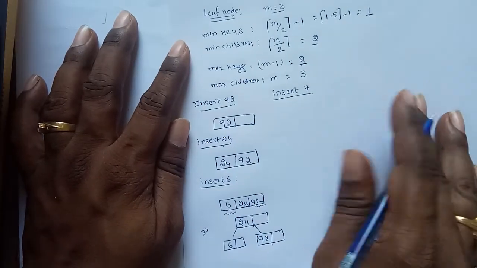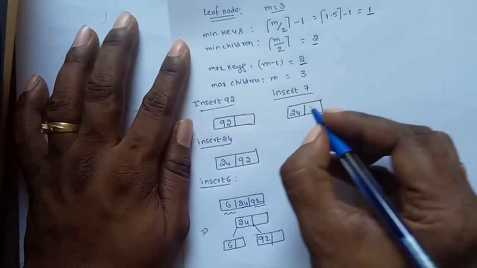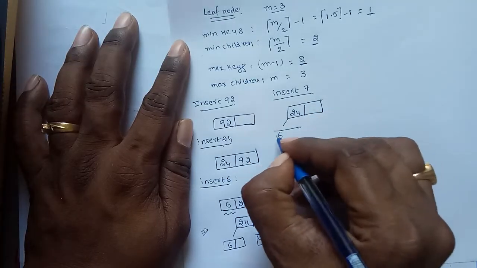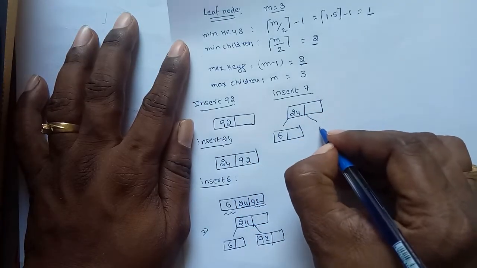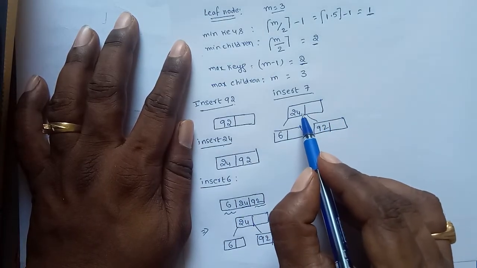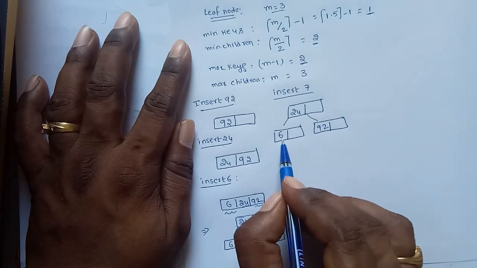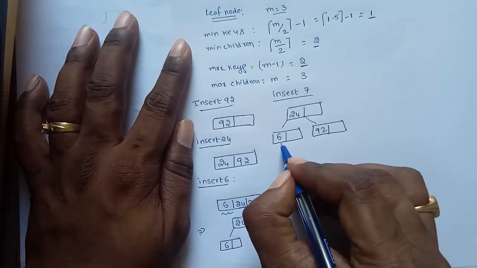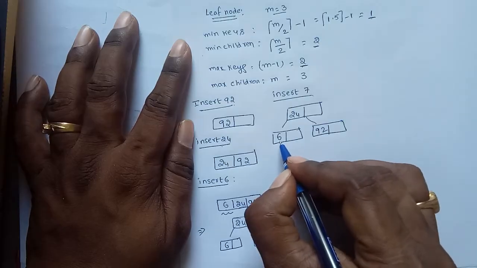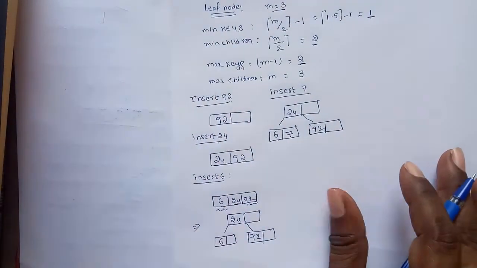Next, insert 7. First 7 is compared with 24. This is the tree, this is the B-tree. What is the procedure? 7 is compared with 24. So 7 is less than 24. Move to the left part. This is the leaf node. The leaf node has 2 positions. One is filled, another one is empty. And this is the position of 7.